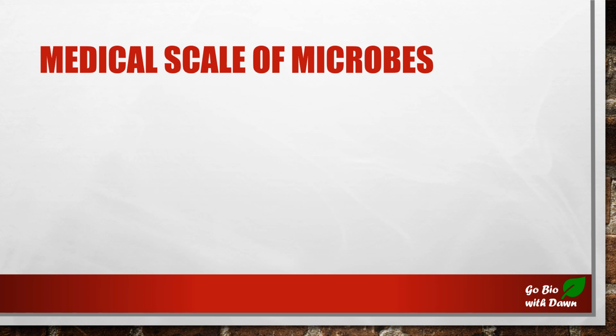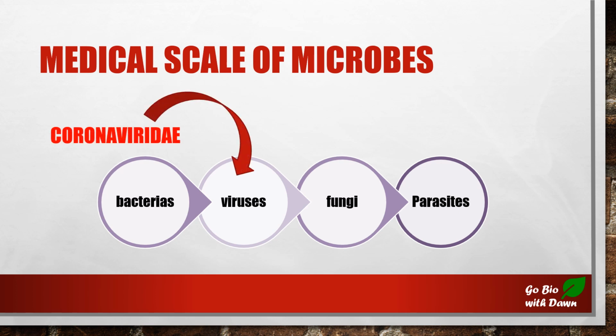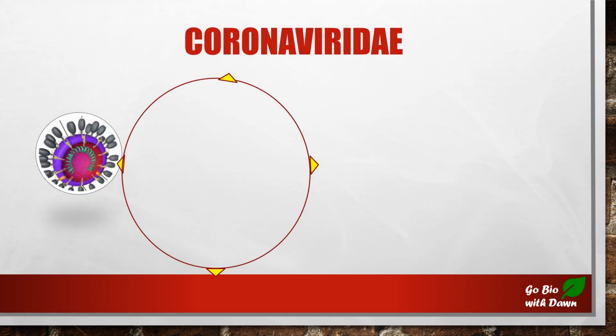Now, before we answer the question of how exactly the virus infects our bodies, we have to remember that on the medical scale of disease-causing microbes, there are bacteria, viruses, fungi, and parasites. The coronaviridae is a positive-sense single-stranded RNA virus that is enveloped and helical shaped. The coronaviridae enters the human body by attacking the type 2 alveolar cells of the lung. The S spikes of the virus bind to the angiotensin II receptors present in the type 2 alveolar cells.